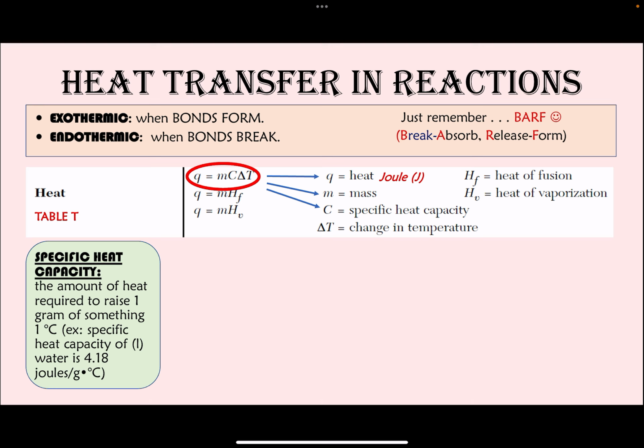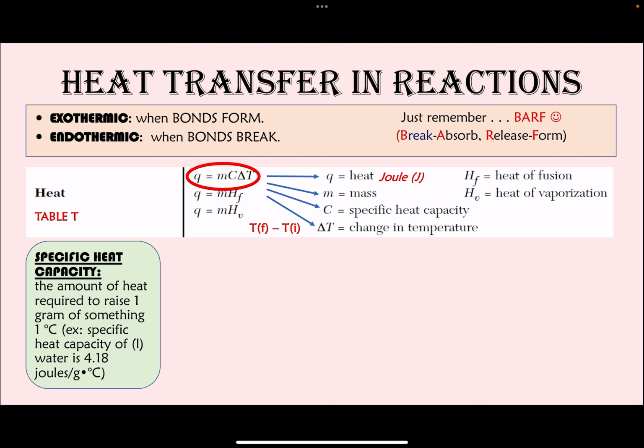The specific heat capacity of liquid water, by the way, is given to us. I'll tell you where in a little bit. It's 4.18 joules per gram degree Celsius. Sometimes it is also given as joules per gram Kelvin instead of degrees Celsius. And then delta T represents the change in temperature. Please remember that it's going to be final temperature minus initial temperature, always. Please do not do initial temperature minus final temperature.